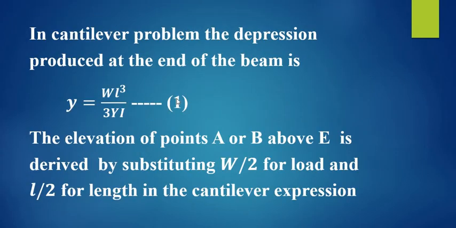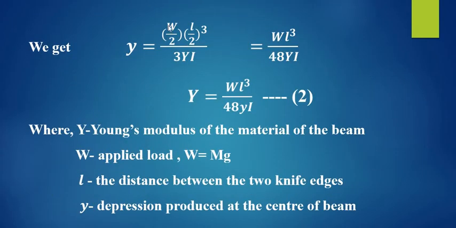That is, W by 2 into W by 2 whole L by 2 whole cube divided by 3YI, equal to W L cube divided by 48 YI. Rewrite this equation. Capital Y equal to W L cube divided by 48 yI. Equation number 2.